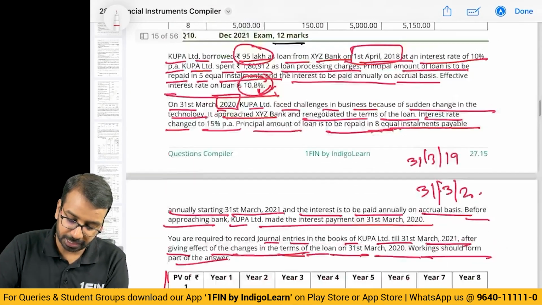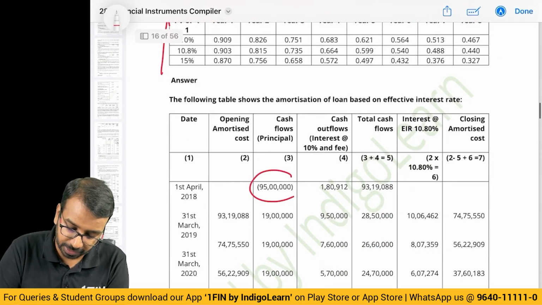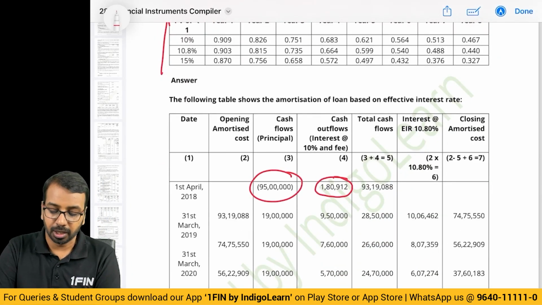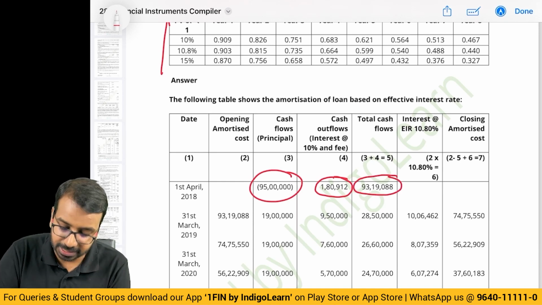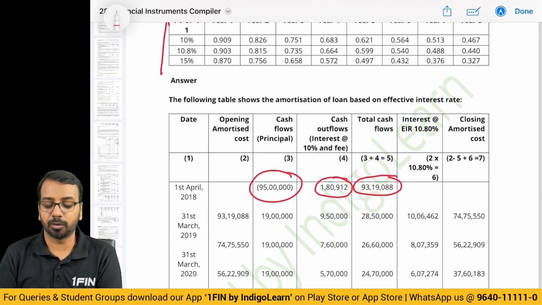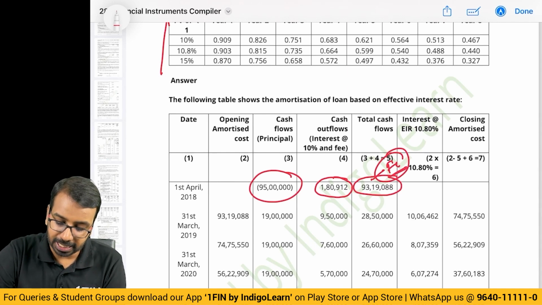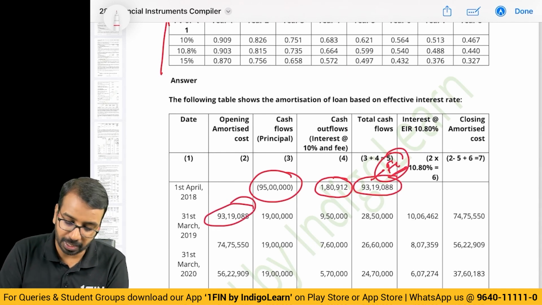loan is how much? 95 lakhs. So, your loan is 95 lakhs and you have paid 1,80,912 as the transaction fee. So, the net amount is 93 lakhs 19,000. What is this 93 lakh 19,000? This is your financial liability. So, 93,19,000 is your opening balance.